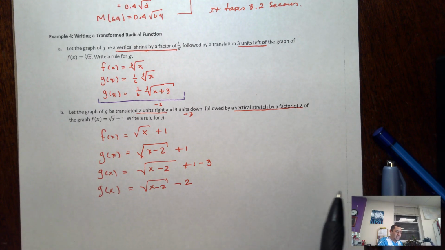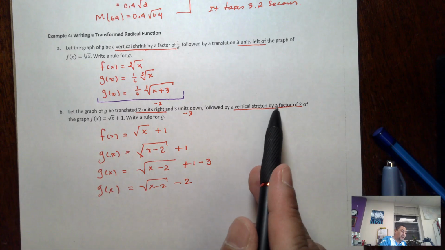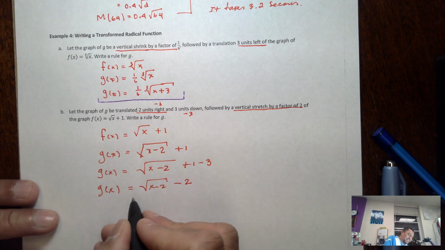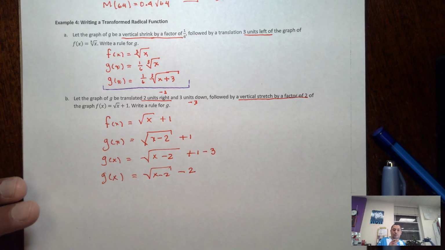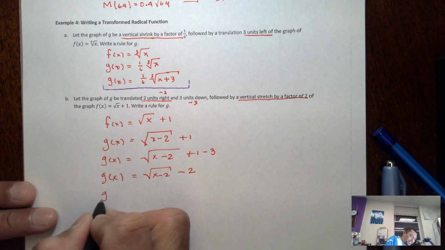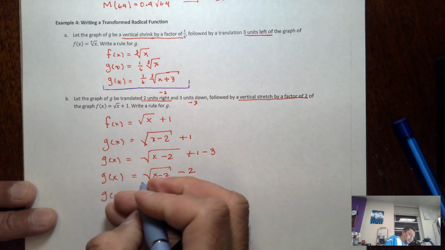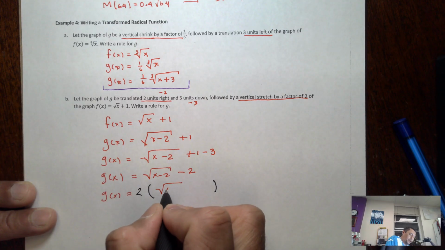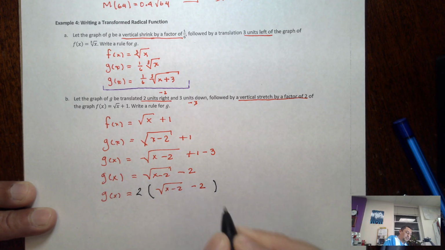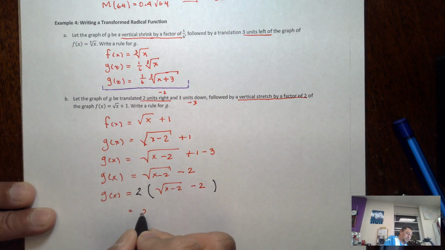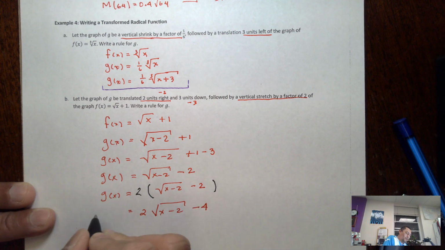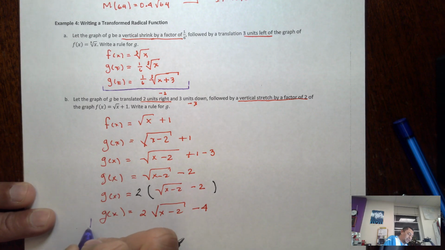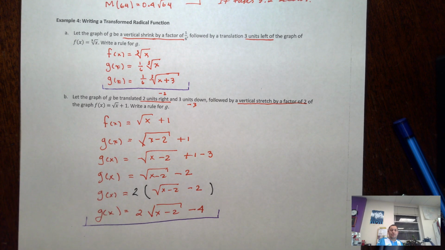And what is the final step? We have stretched by a factor of 2. So all this function is going to be multiplied by 2. So g of x equals 2 times the square root of x minus 2 minus 2. This equals 2 square root of x minus 2 minus 4. And this is your g of x function. This is what we are looking for on that problem.